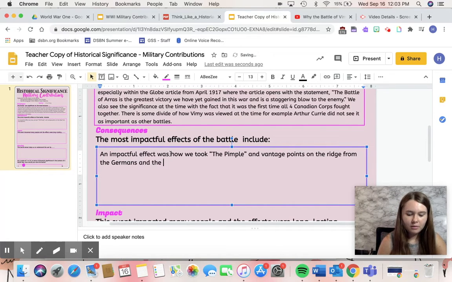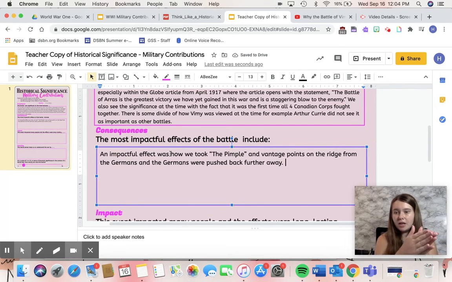And the Germans were pushed back further away. Yeah. So essentially they had their stance on the ridge and they just moved their lines further and further back.